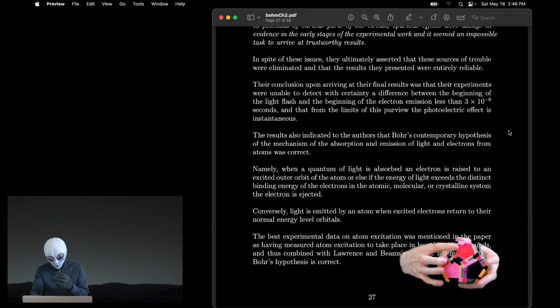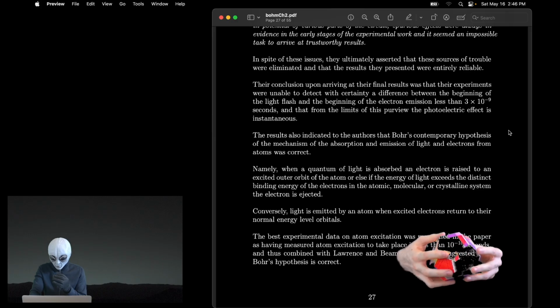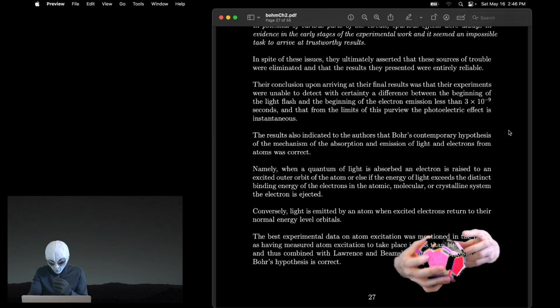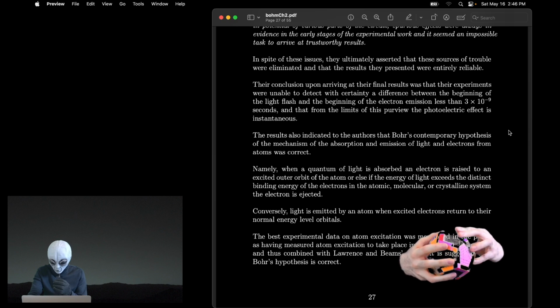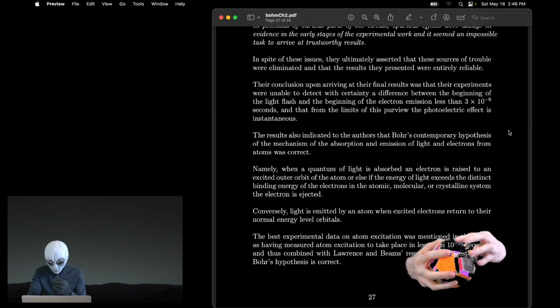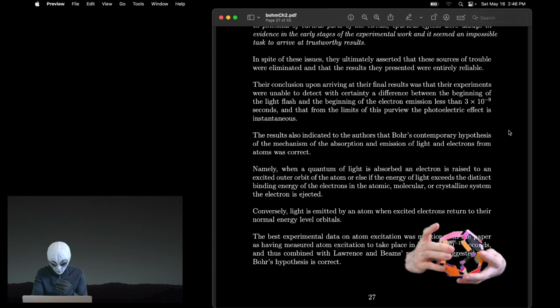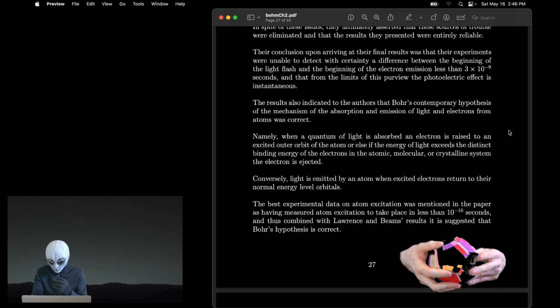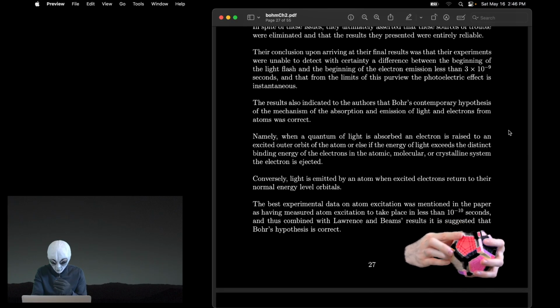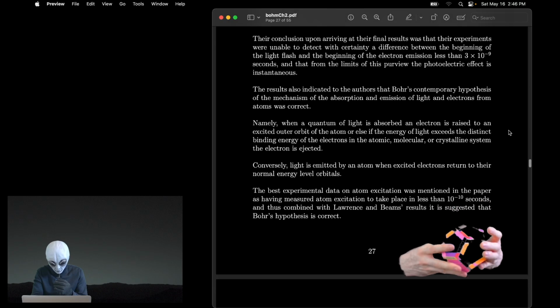In spite of these issues, they ultimately asserted that these sources of trouble were eliminated and that the results they presented were entirely reliable. Their conclusion upon arriving at their final results was that their experiments were unable to detect with certainty a difference between the beginning of the light flash and the beginning of the electron emission less than 3 times 10 to the negative 9 seconds, and that from the limits of this purview, the photoelectric effect is instantaneous. The results also indicated to the authors that Bohr's contemporary hypothesis of the mechanism of the absorption and emission of light and electrons from atoms was correct.